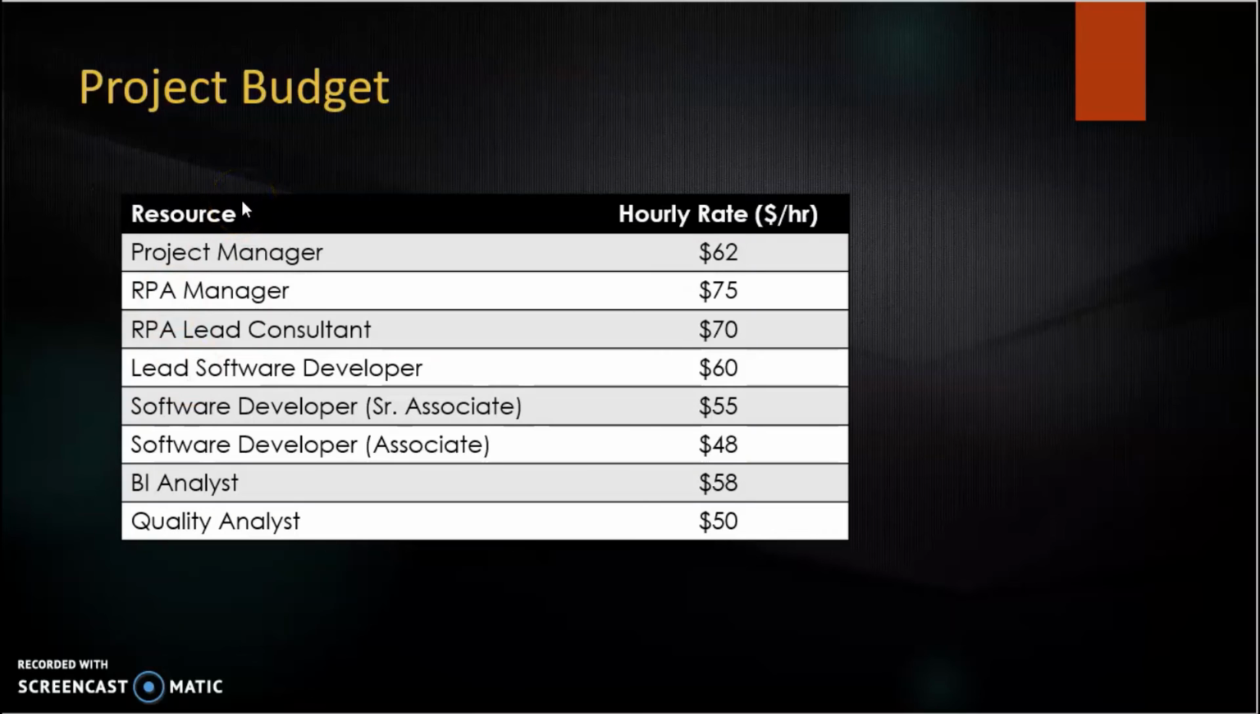So what is the budget for the project? We have the budget, and we have updated the hourly rate for each of the resources that we are utilizing for the completion of the project. Here the project manager has $62 per hour, and the highest is for the robotic process automation manager, that is $75. So we'll have to see the allocated resources and whether they are within the budget.